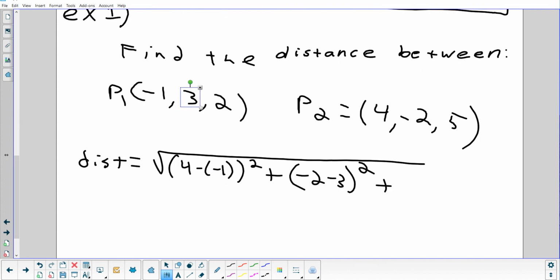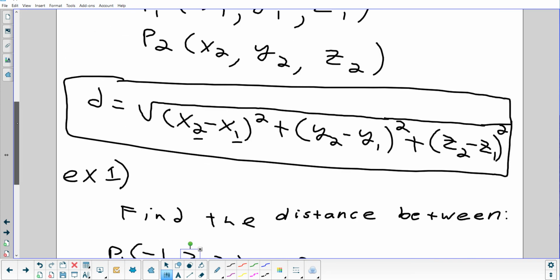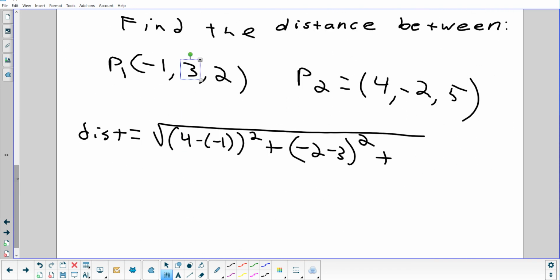and we square it. And Jack, how about the last one? 5 minus 2. Yeah, 5 minus 2. And we square it. All right, so we'll do that out and see what the distance is.